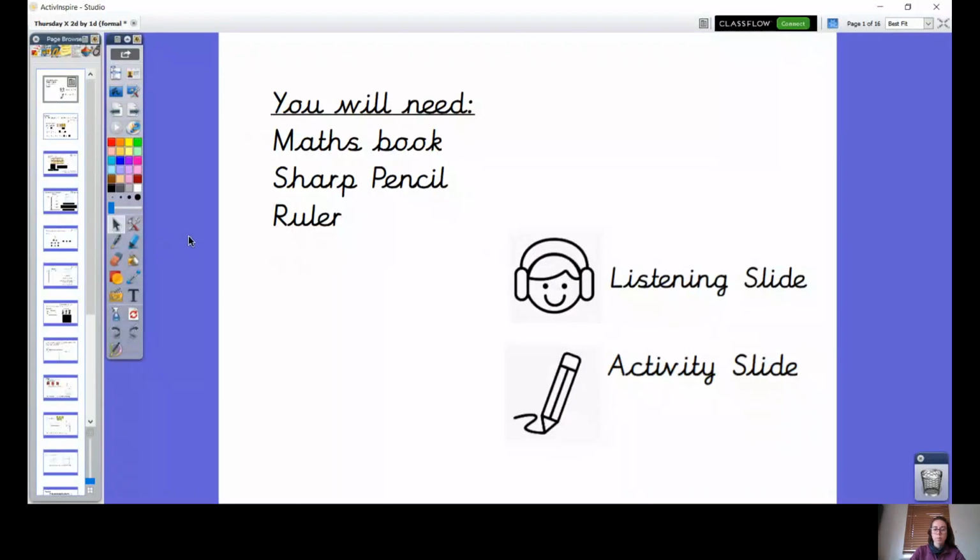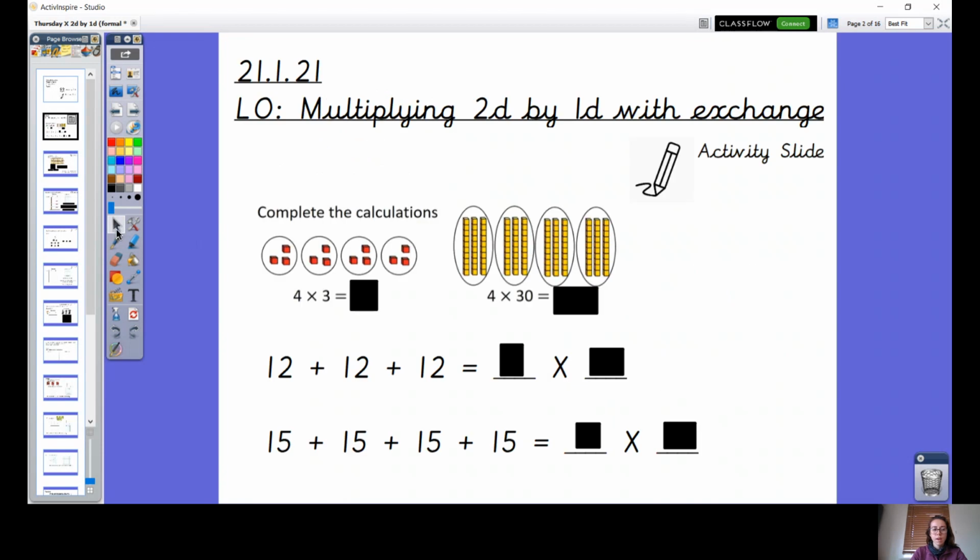It's Thursday. Let's check you've got what you need. So your maths book, a pencil and a ruler. And just don't forget to look out for the listening slide or the activity slide so you know what to do. Okay, I'd like you to jot down the date and LO in your maths book, underline it with a ruler, and then have a go at the following activities on the slide here. Pause the video and do that now.